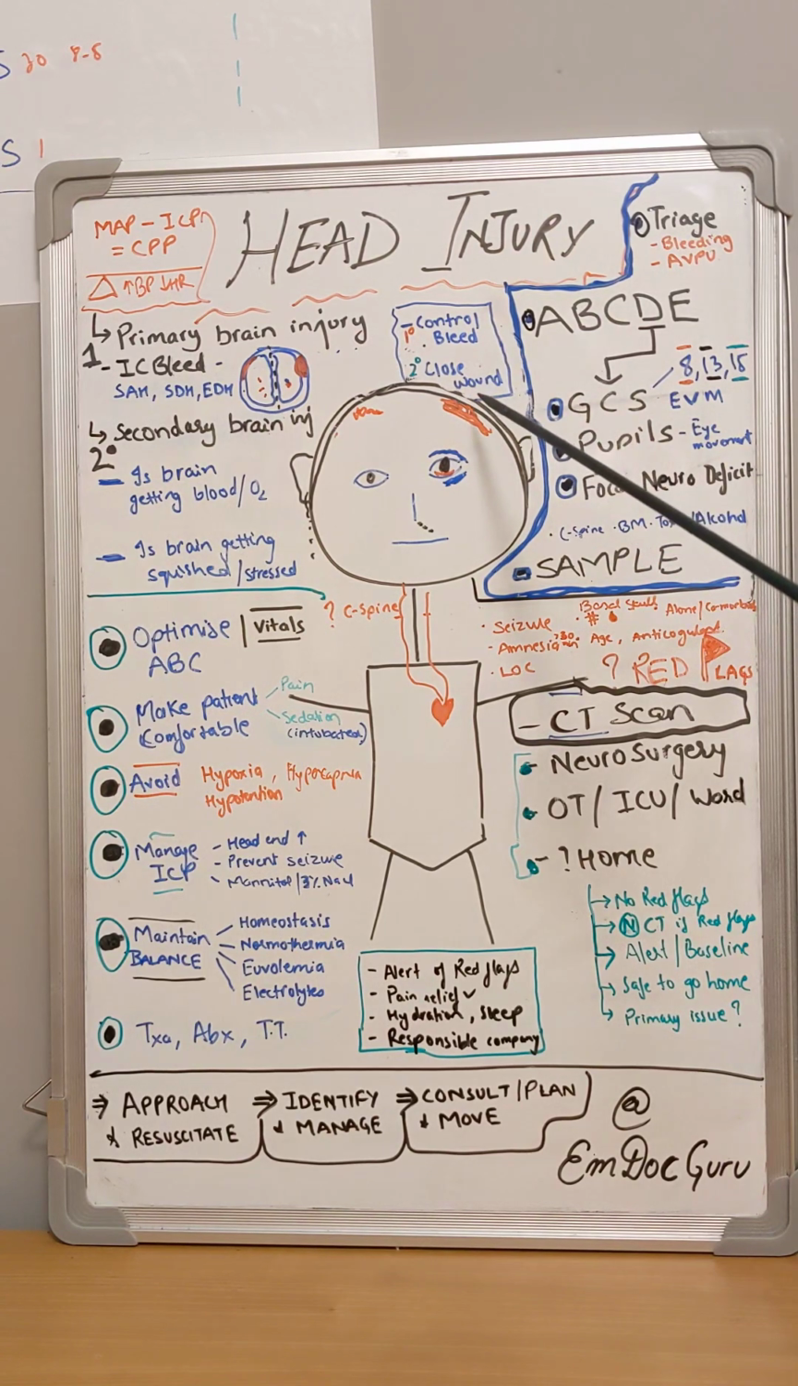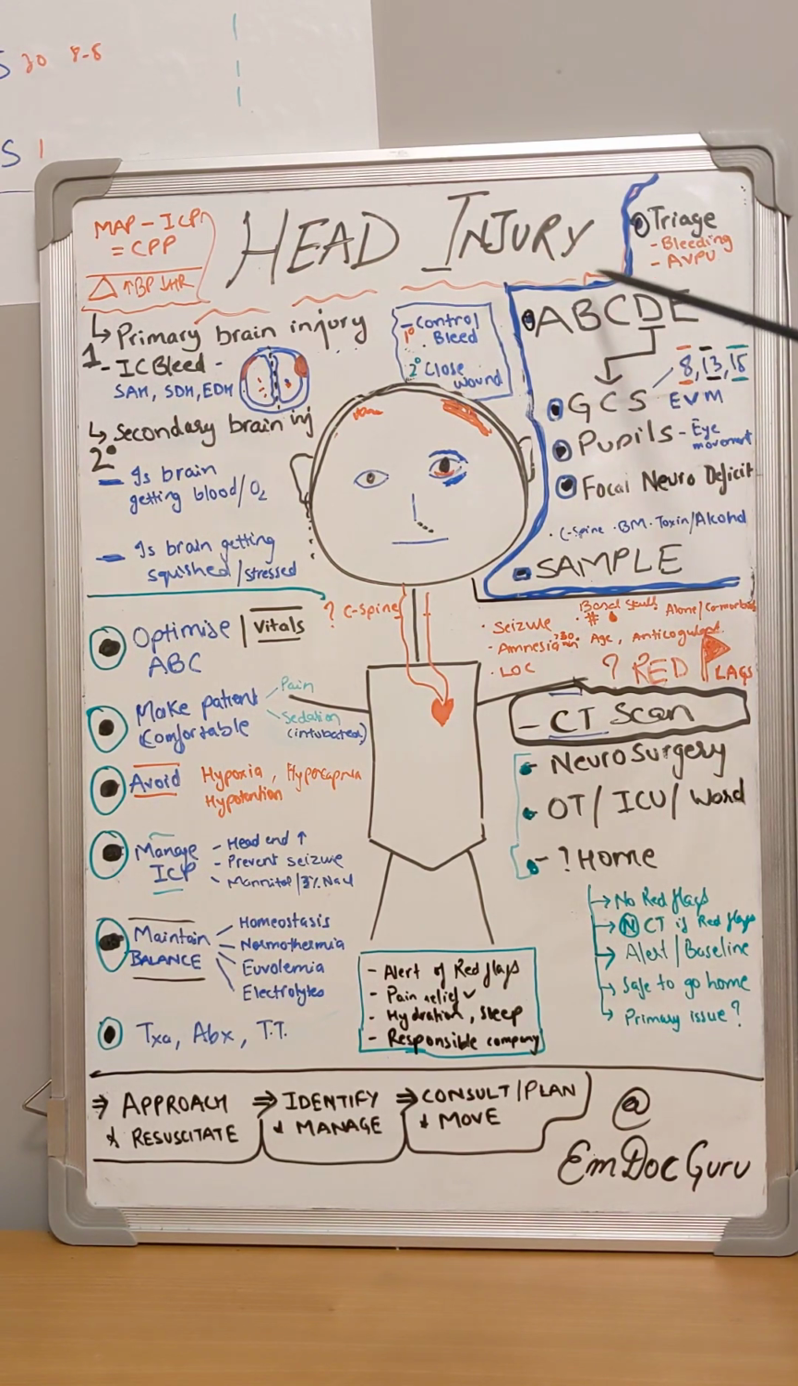Now, as I said, this is the approach that you need to take. Some people sometimes directly jump on the wound and they think that closing the wound is a priority. Mind you, your priority in the primary survey is to control the bleed.